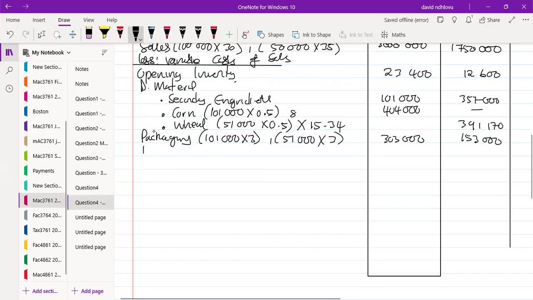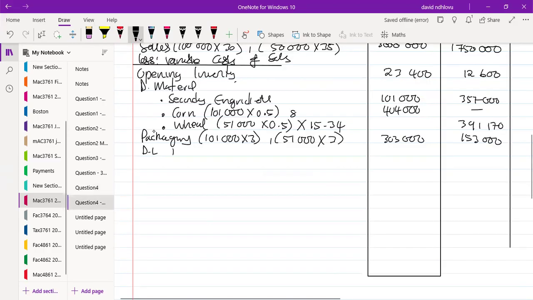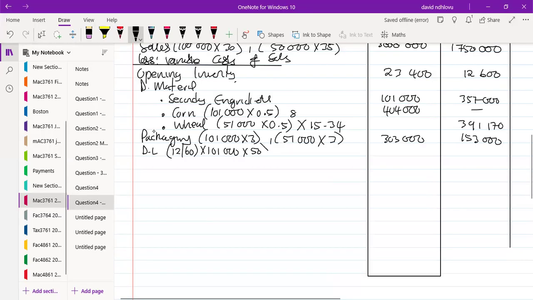So we say direct labor, right? We are told that for the cone, the number of hours required or minutes, it is 12 minutes. So what we do, we take the 12 minutes, convert them into hours by dividing by 60, and then multiplying by 101, right? And then multiplying by the cost per hour, which is 50 rand. Right, then we can have that.